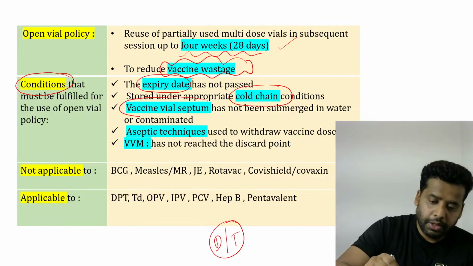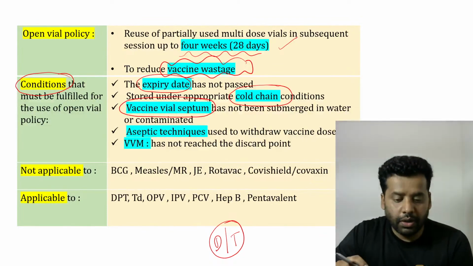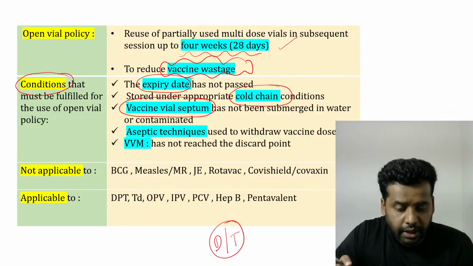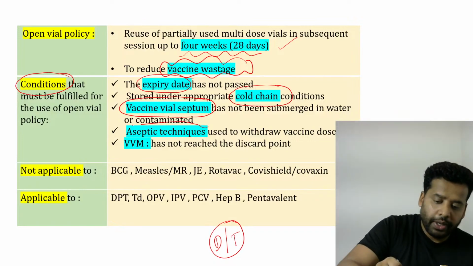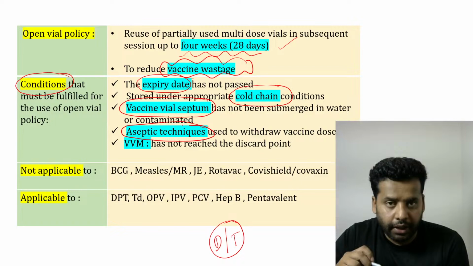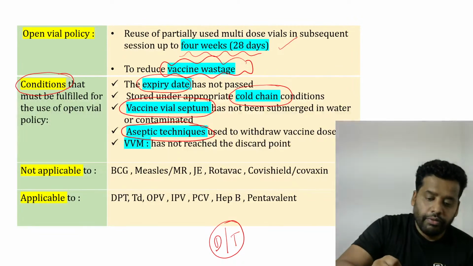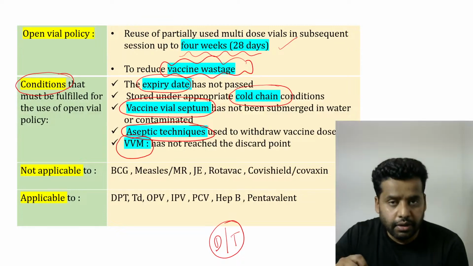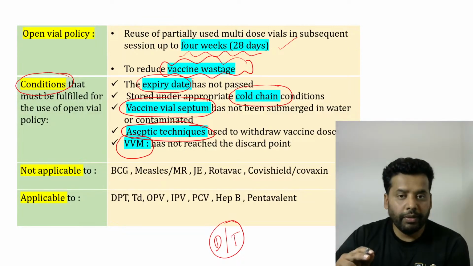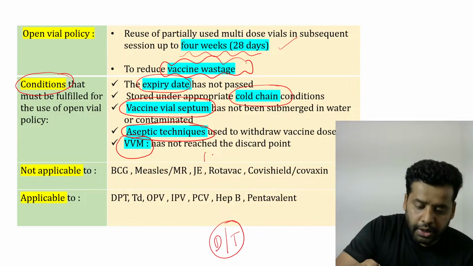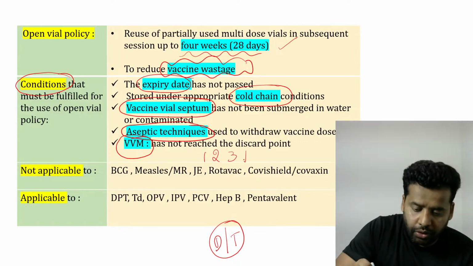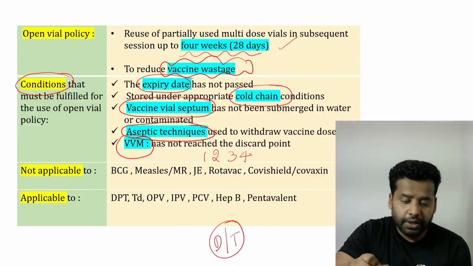Vaccine vial septum has not submerged in the water, means it is not contaminated. We have maintained aseptic techniques, and VVM has not reached the discard point. So how many stages of VVM we have? Repeat. 4 stages. 1, 2, 3, 4. In what stages you can use vaccine?